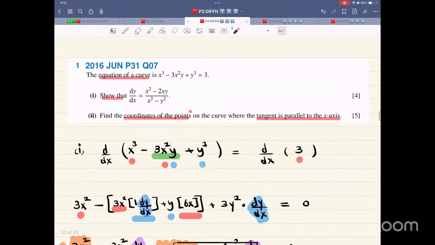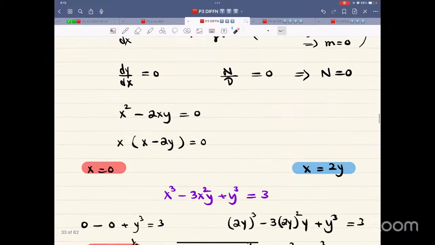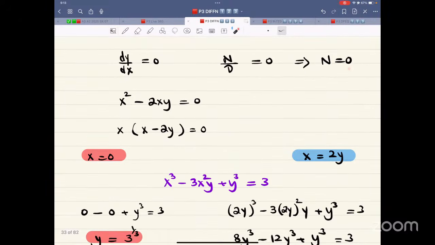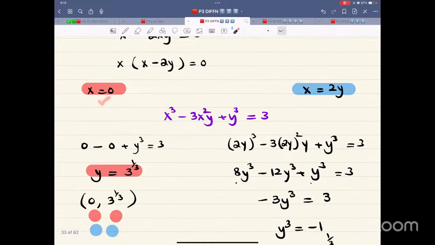Now it says find the coordinates of the points. There is more than one point on the curve at which tangent is parallel to x-axis. So when tangent is parallel to x-axis, numerator over denominator is 0. In other words, numerator is 0. When numerator is 0, this is what you're getting: x into x minus 2y is equal to 0. Therefore, x is 0. Therefore, x is 2y.